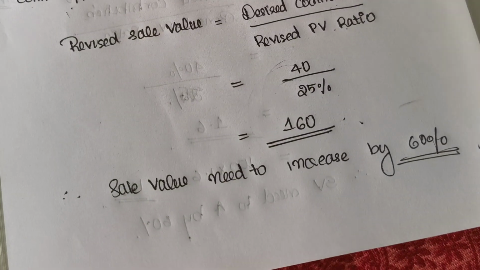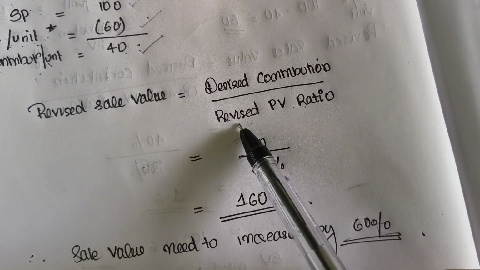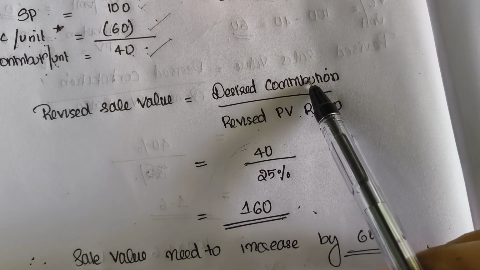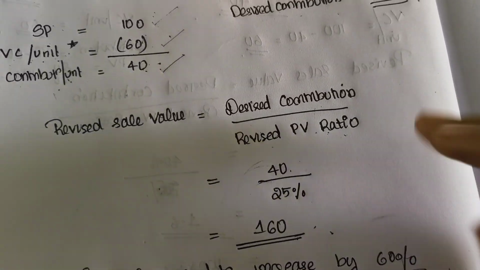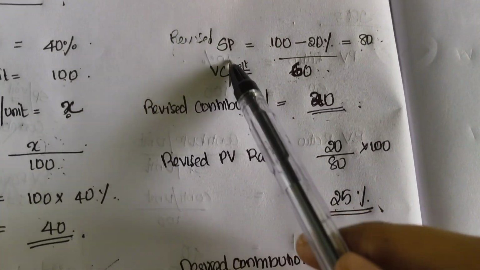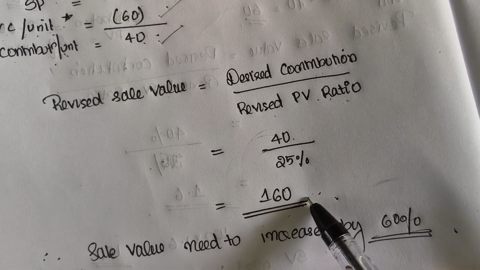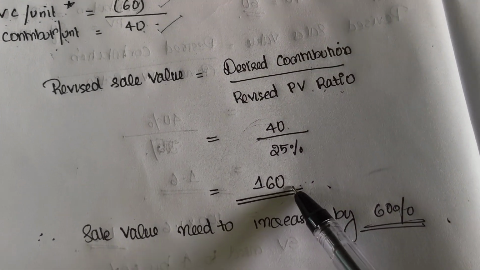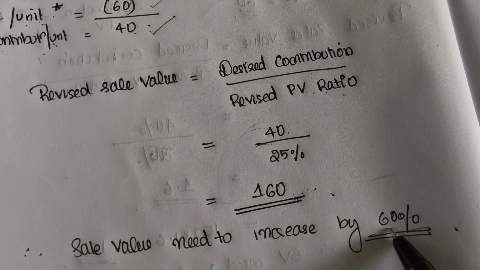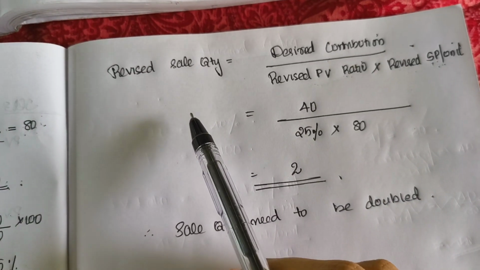Now let's find the revised sale value. Revised sale value is equal to desired contribution by revised PV ratio. Desired contribution we have already found out, it is 40, divided by revised PV ratio we also found out. Revised PV ratio is what? Revised PV ratio is 25%. Now we will get the revised sale value as 160. Initially it was 100 and now it becomes 160. So sale value needs to be increased by what? 60%.